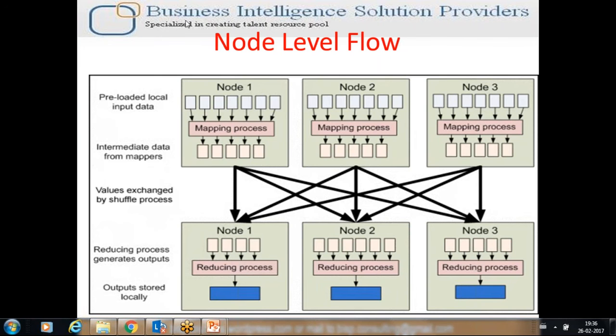But the sequence is like, first you have to run a mapping process. Once you have the data output of the mappers available, then only you have to run the reduce process. And who will do that? So the MapReduce framework automatically does all of this stuff.